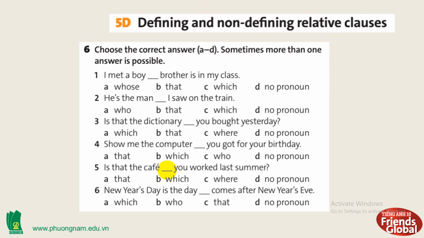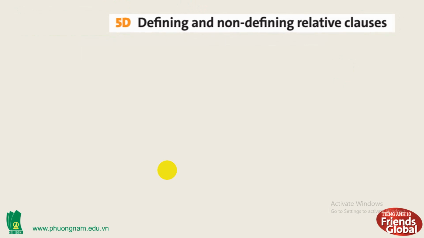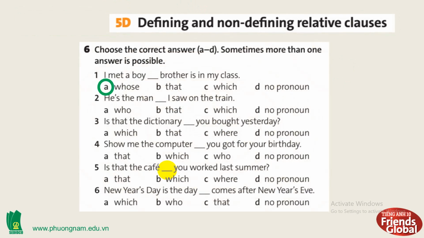All right, it's time to check the answers, everyone. Here are the answers. Number one, I met the boy whose brother is in my class. Two, he's the man who I saw on the train. Three, is that the dictionary which you bought yesterday?